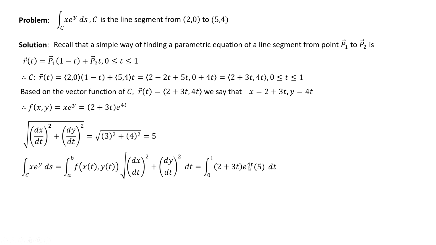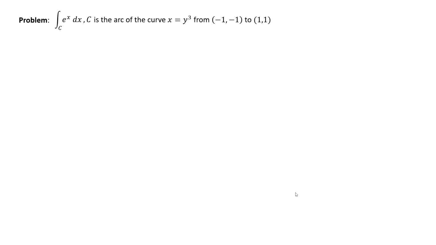So 5 can be yanked outside. 2 plus 3t e to the 4t. That's integration by parts. So if you do some integration by parts, I didn't bother to show you all of that. You get the final answer to be this. Cool. All right. Next.